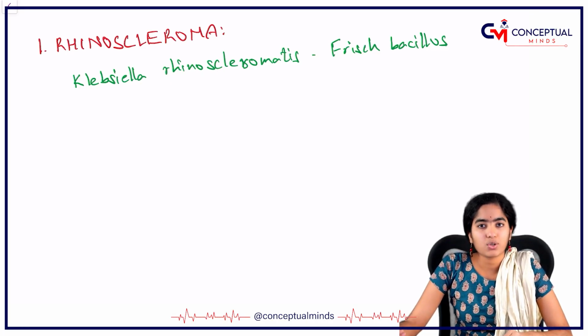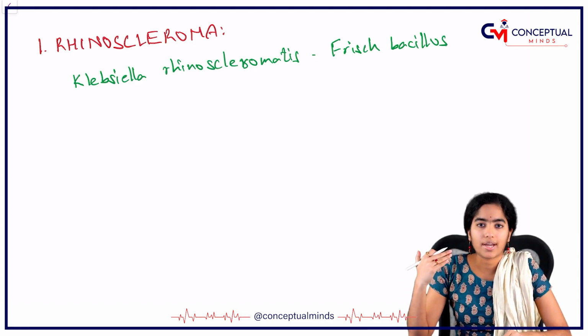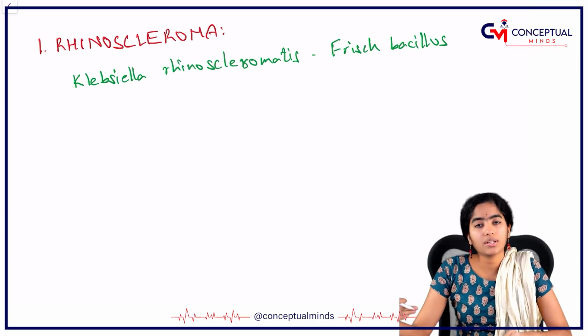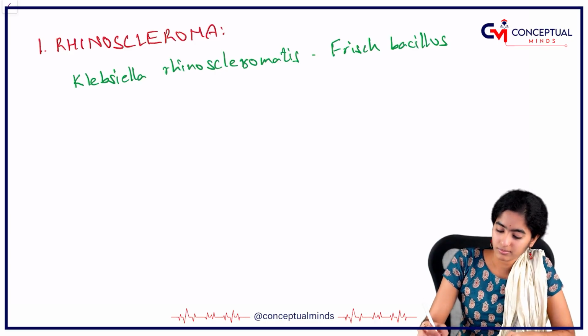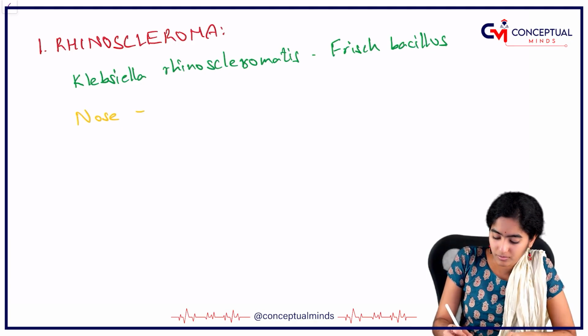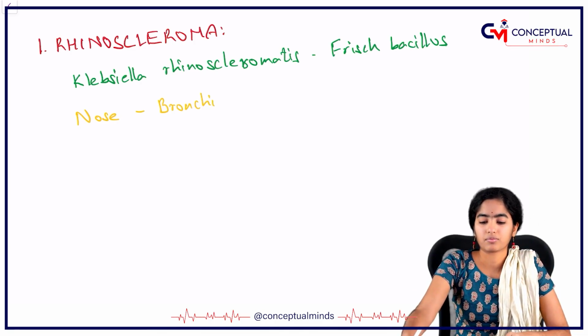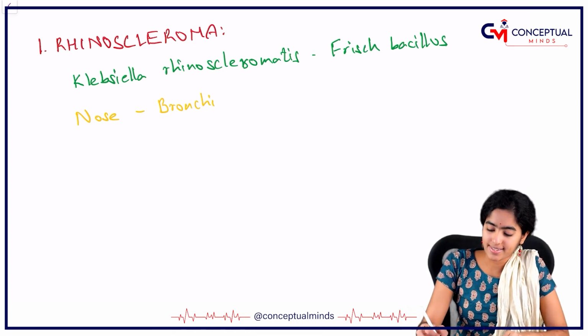This disease, rhinoscleroma, starts in the nose and then it extends into the nasopharynx, larynx and goes all the way up to the bronchi via the trachea. Okay, so it extends from the nose till the bronchi. And there are 3 stages in this disease.